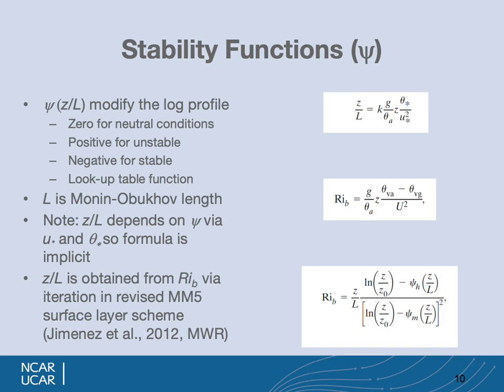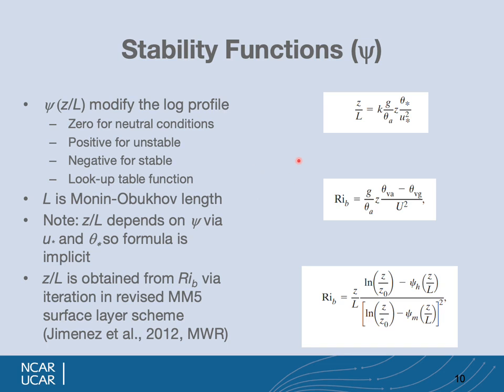So the stability functions we saw in the previous formula are defined here. The stability function is a function of z over L, where z is a level and L is the Monin-Obukhov length. So z over L actually has this definition, given the definition of the Monin-Obukhov length. And it's a function of theta star and U star.